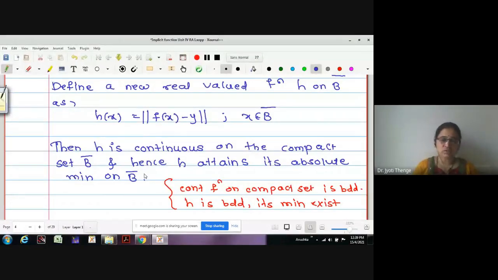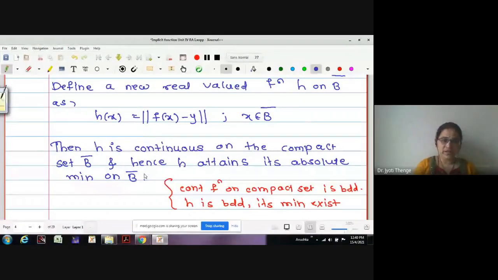In order to show this, we will find the value of this h function at the center of the ball, because at the center it will be easier to find, and then we will find its value on the boundary. We will compare both h values, inside the ball and on the boundary. Whichever gives the minima will prove the result.